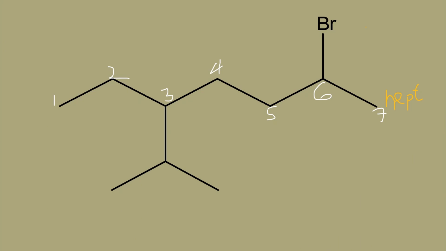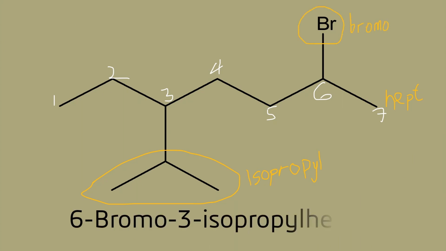Next, we identify the functional groups. We have the isopropyl functional group. We also have bromo. Therefore, the name is 6-bromo-3-isopropylheptane. We also take into consideration the alphabetical order of the functional groups when naming. That's why bromo is written first before isopropyl.